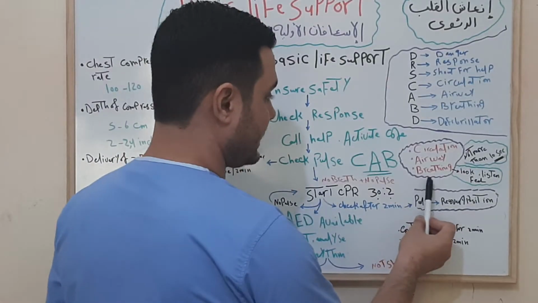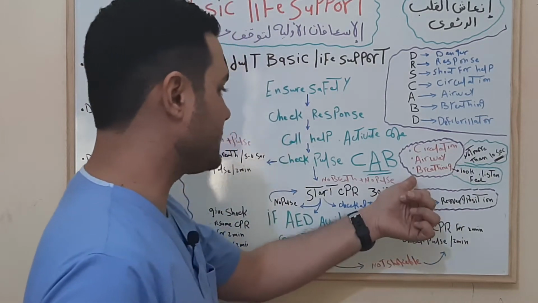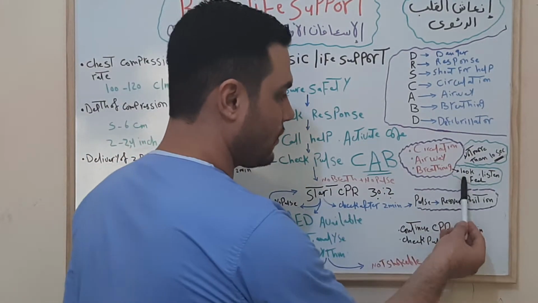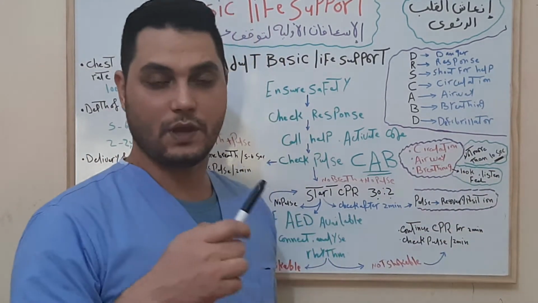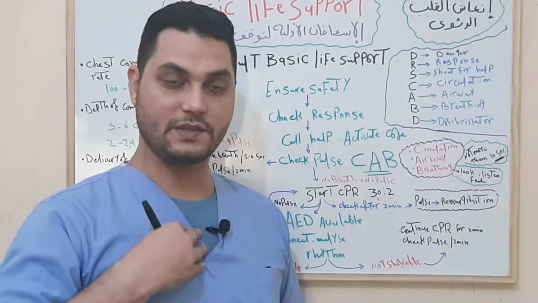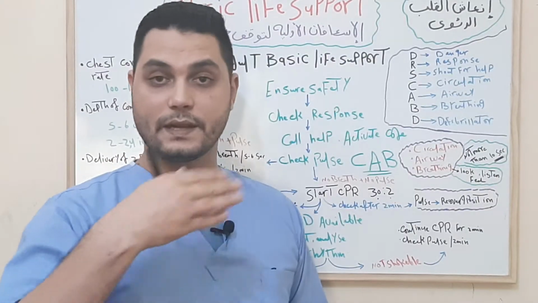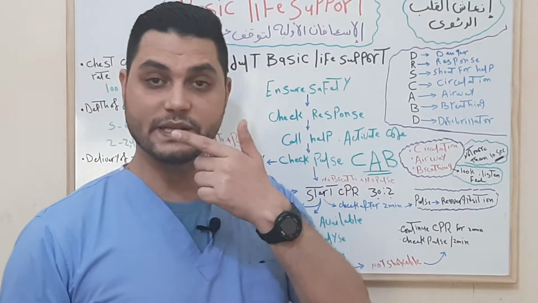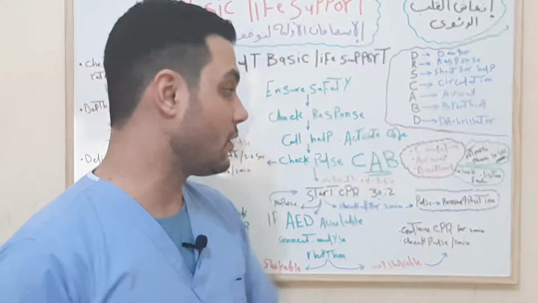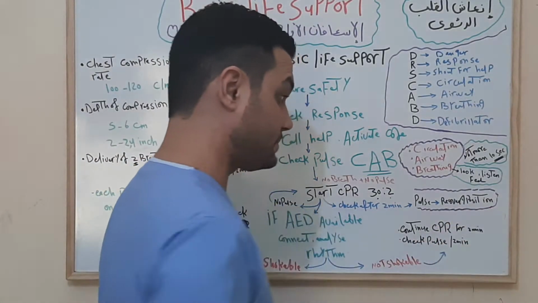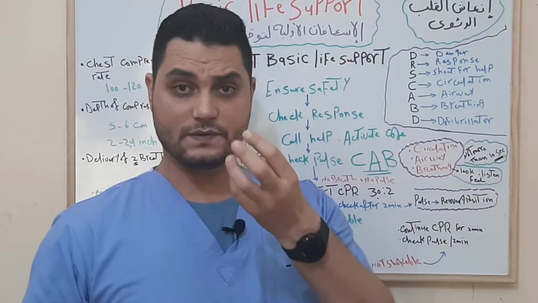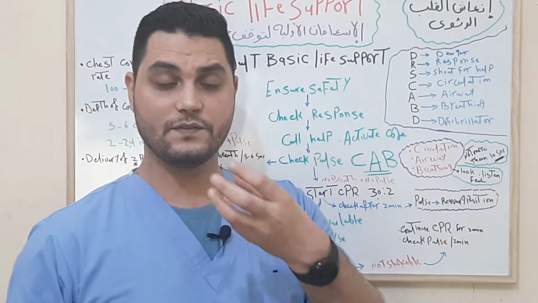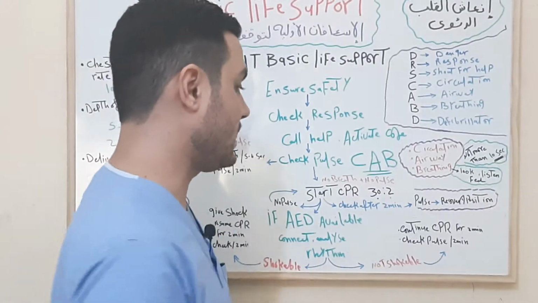The third thing is breathing. You will check breathing for the patient by look, listen, feel. You will put your head in front of the patient's chest. You will look for chest rising, if there is any chest rising or not. Listen to the sound of breathing, if the patient has breath sounds or not. The last thing is feel. You will feel the air which comes from the mouth of the person, the victim.